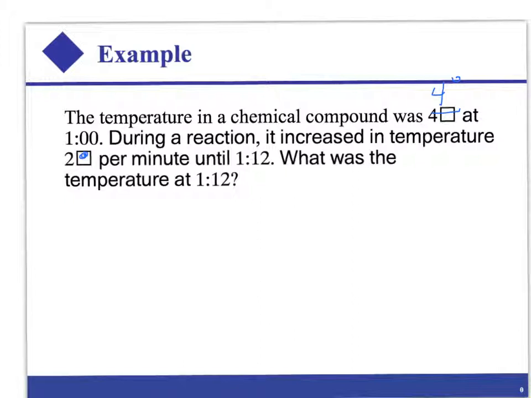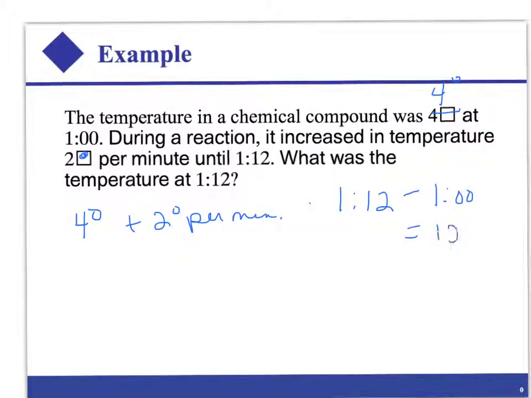So let's think about it. The temperature started out at 4 degrees. And then it increases 2 degrees per minute. If I can spell today, we'll be doing real good. Per minute. For a period of how many minutes? 12 minutes. Very good. You have 1:12 minus 1 o'clock equals 12 minutes.